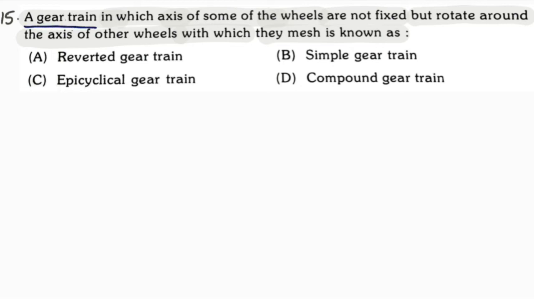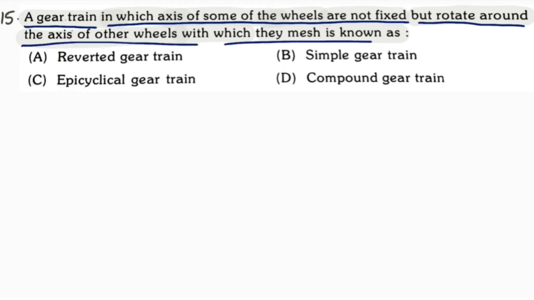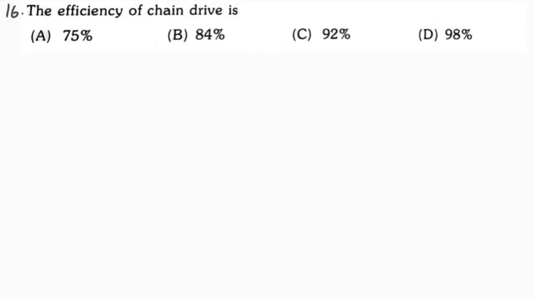The problem asked once again, let me read it. A gear train in which axes of some of the wheels are not fixed, but rotate around the axis of other wheels with which they mesh is known as epicyclic gear train. Therefore, option C is absolutely correct. Let us take another problem. Look at the 16th problem.